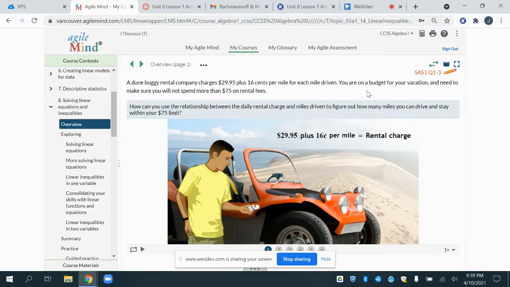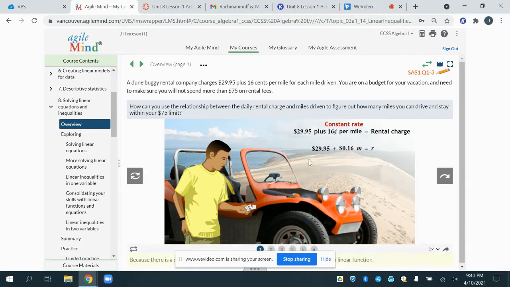However, right now we are trying to set up equations, which is why this is called linear equations and inequalities. So we're going to think about it a different way. Let's see what they've got to say. $29.95 plus 16 cents per mile. They're going to change rental charge to an R. We're going to take this information and turn it into a formula, an equation because it has an equal sign. It's a linear equation because it has 2 variables like x and y.